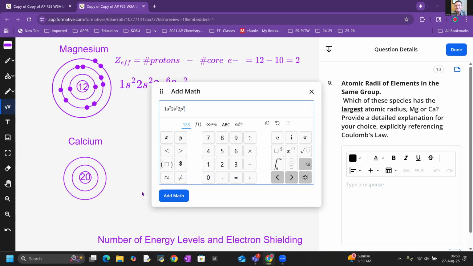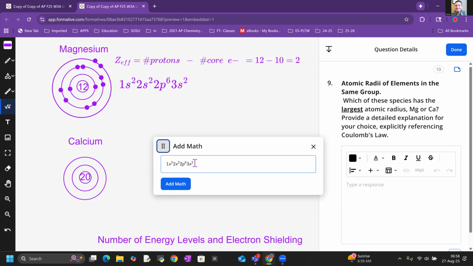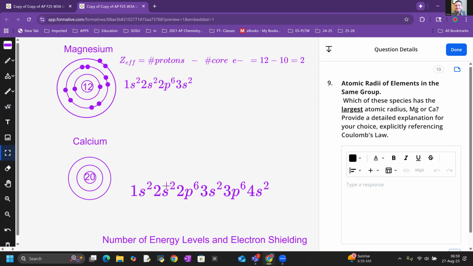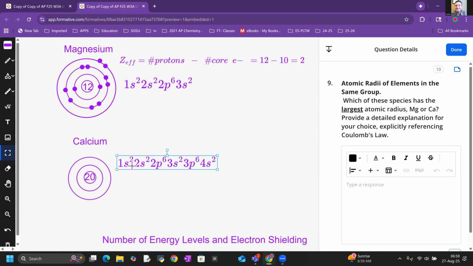There we go. 3s2. Whoa, does that look familiar? That's where magnesium is. Is that where we're going to stop on calcium? No, because calcium actually has 4 energy levels. So this is going to go all the way through 3p6 and then to 4s2.